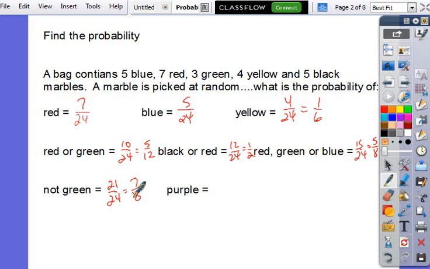Purple. How many purples are there? None. Which means, what are my chances of picking a purple? 0. It's impossible. While we're on that, the lowest possible value you could ever have for probability is 0. What's the highest possibility you could have? 1. You can go from 0 to 1. It's got to be from 0 up to 1, because 1 means it happens 100% of the time, and 0 means it can never happen.